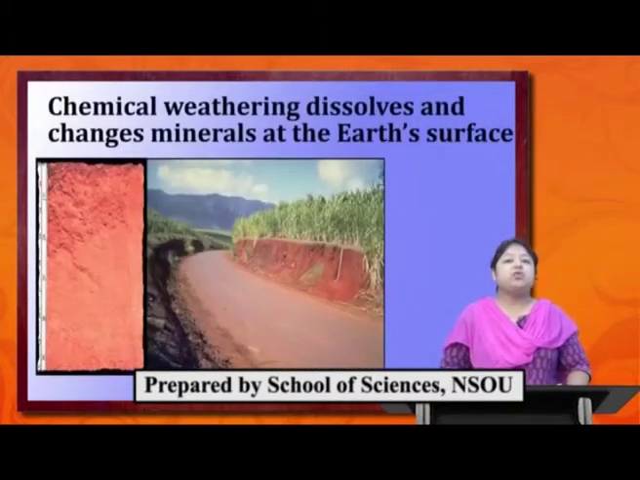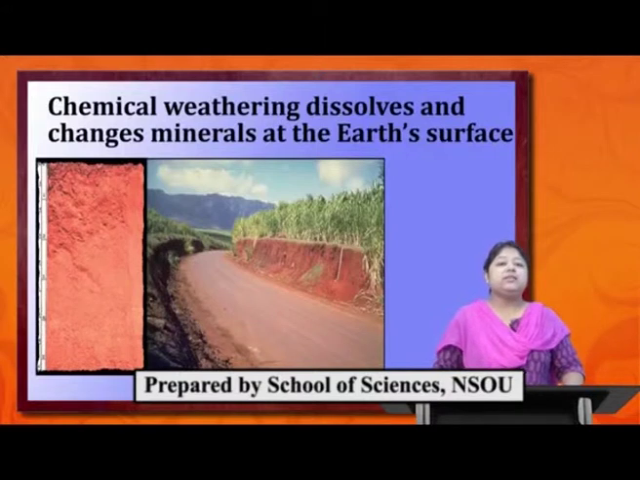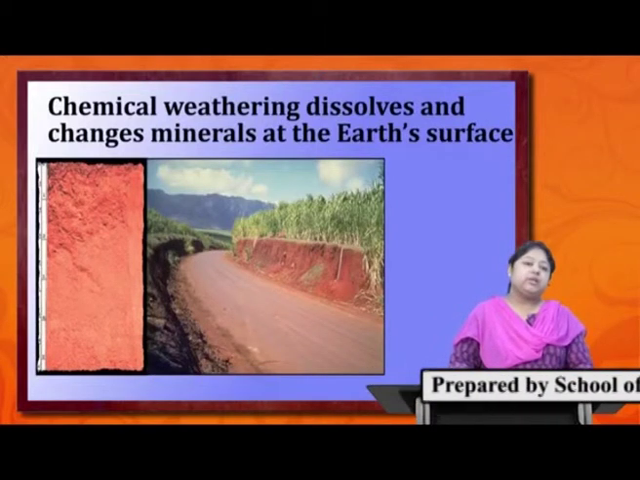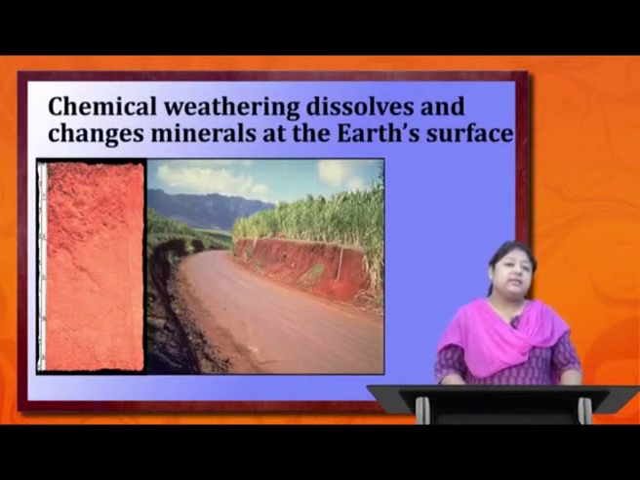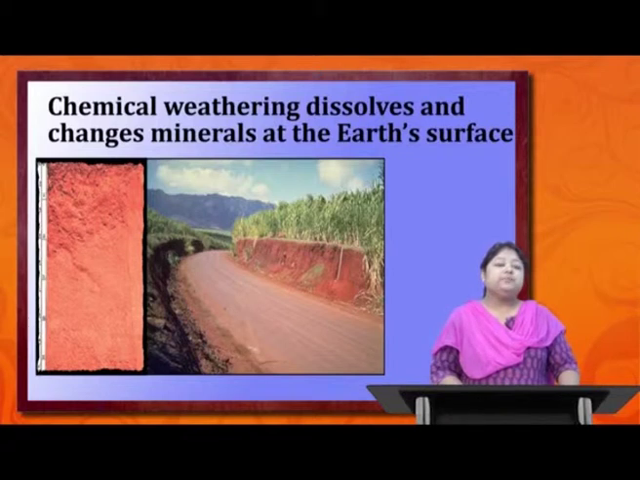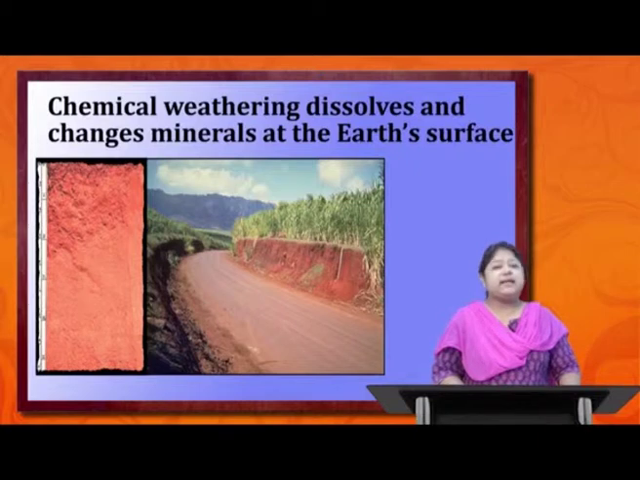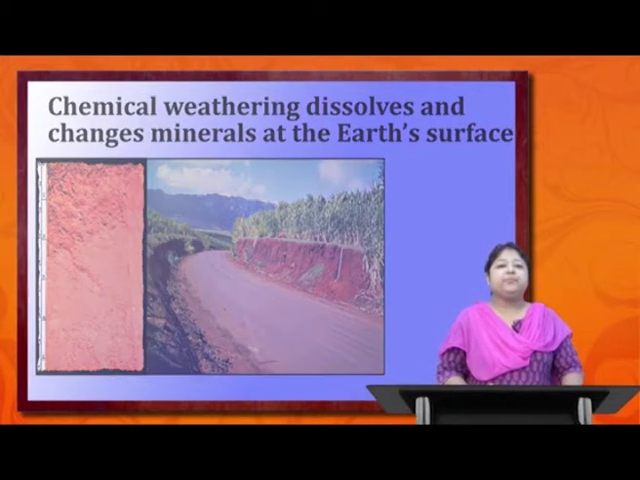Chemical weathering dissolves and changes minerals at the Earth's surface. There is a complete change in the texture and the color. You see the change in the color? Finally the weathering has dissolved all the minerals within and has given a prominent color to the soil profile.